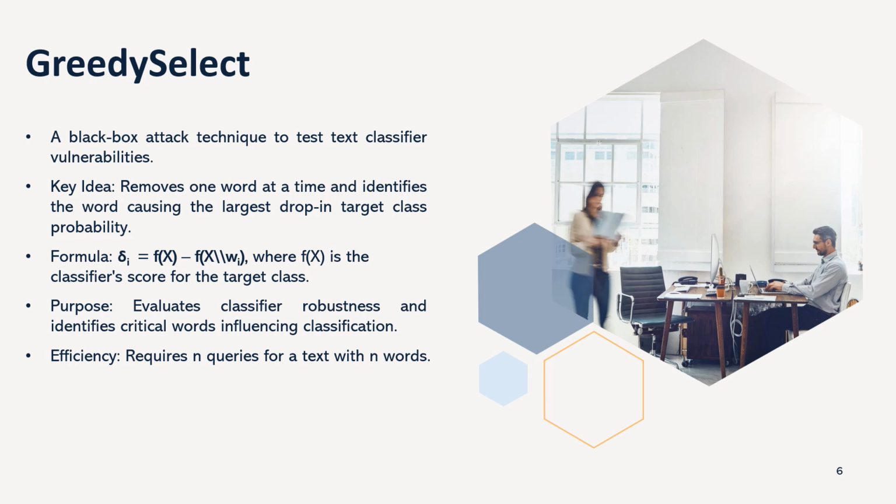score, which is essentially the probability assigned to a certain class by the classifier. When the greedy select evaluates each word in the text, it systematically removes the word and calculates the score using the formula that is written below.